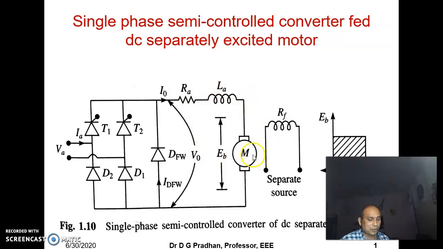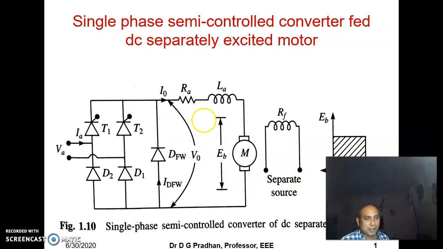The load current is assumed to be continuous over the working range. In this case, the motor is shown by its equivalent circuit, and its field supply is not shown. When field control is required, the field will be fed from either a controlled converter or an uncontrolled converter.